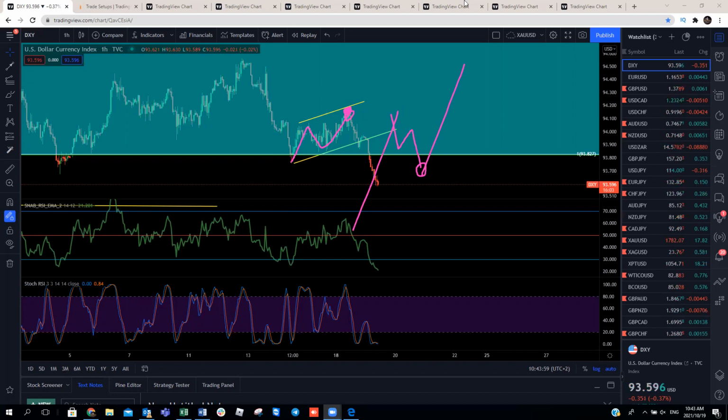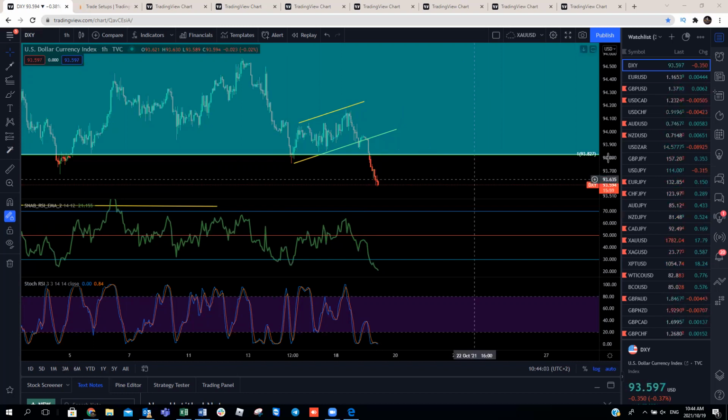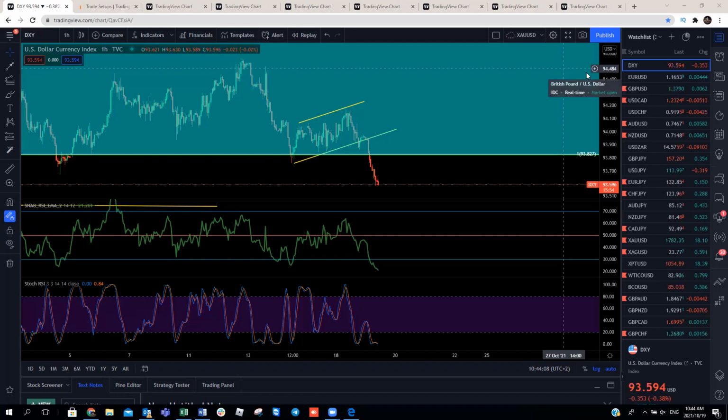Is that the reversal that we've been looking for at both the DXY and the euro? Let's see how that goes. If you're in the euro, you should be risk-free by now. But like I said, wait a bit until around 1700 before you move it to risk-free.